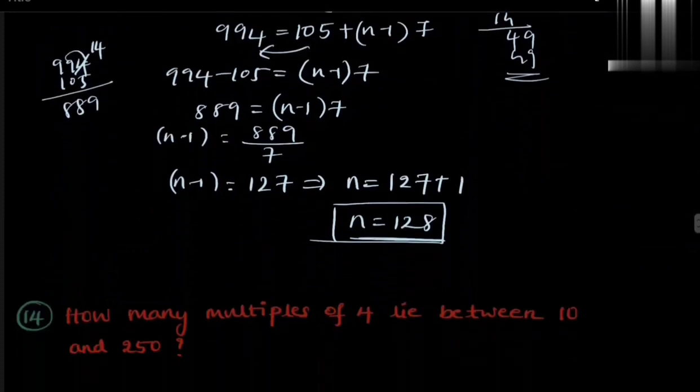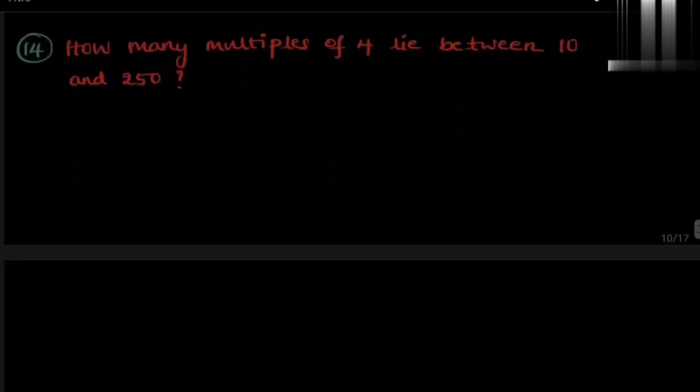So move on to the next question. The 14th question is, how many multiples of 4 lie between 10 and 250? We want to calculate how many, that is n. First write the sequence here: 12, 4 4s are 16, 4 5s are 20, and so on. The terms must be between 10 and 250. So divide to calculate the last number.